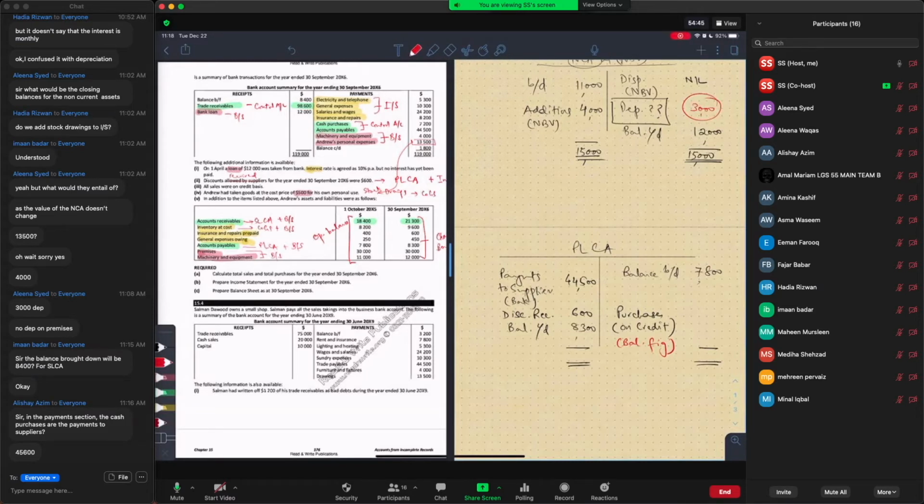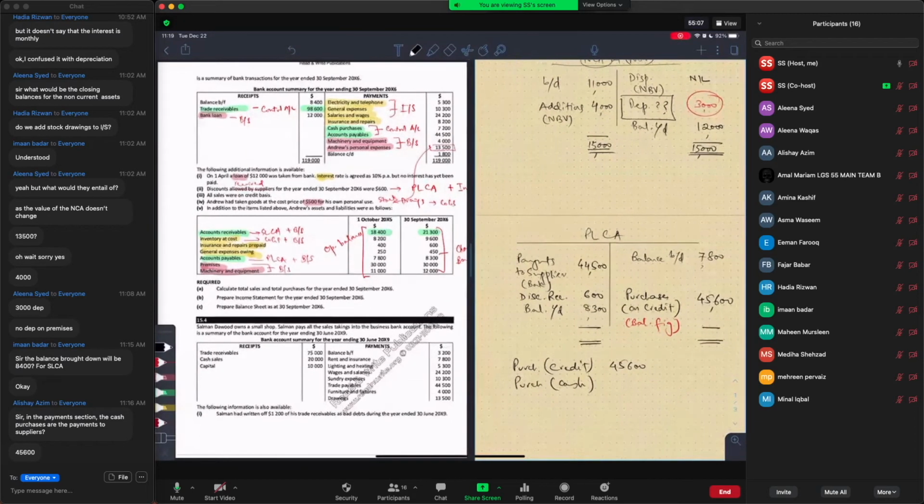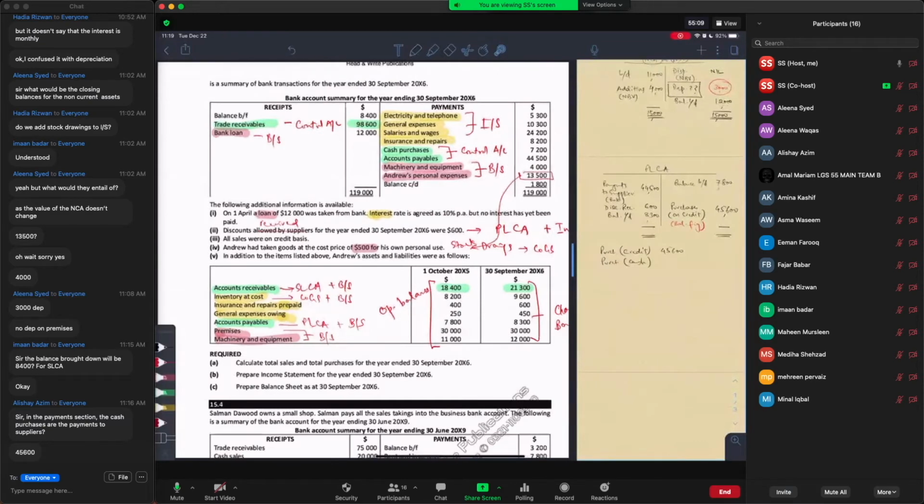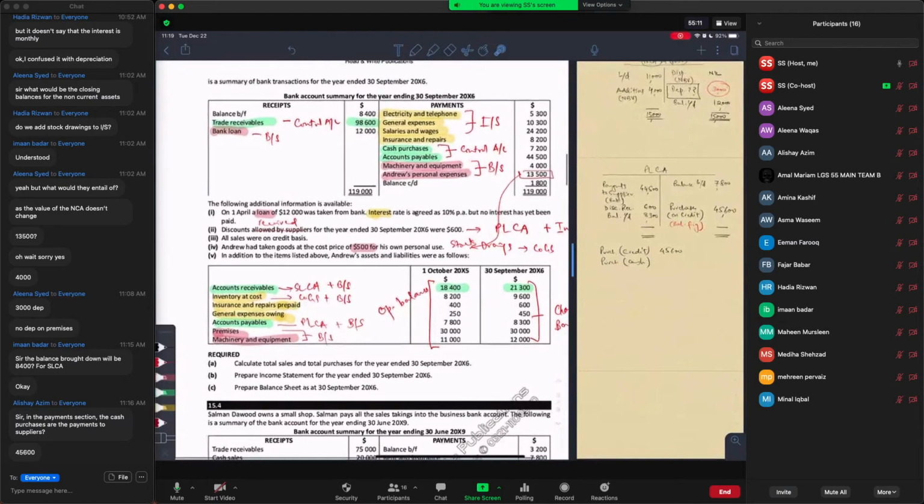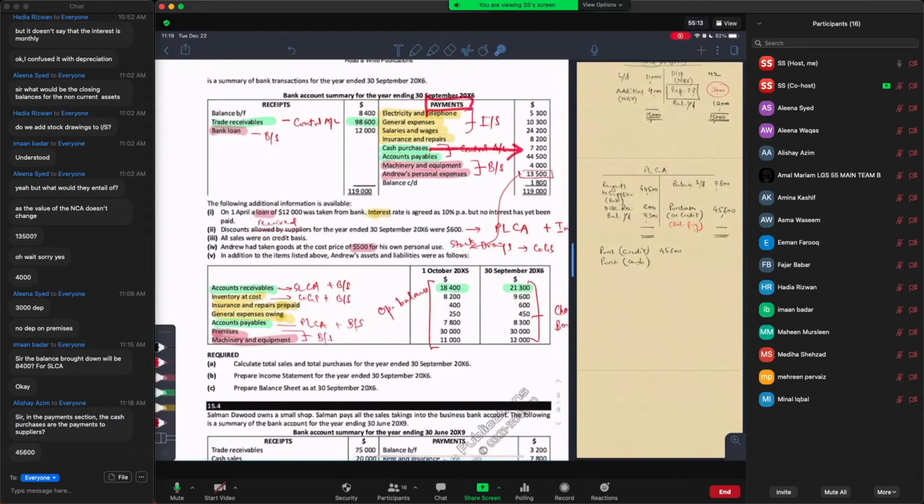Alicia, 45,600, thank you, right? 45,600 is the purchase on credit. Now we have credit purchases, which is 45,600, and the purchases value for cash is also given here in the bank account. That's your payments, right? Within payments you have cash purchases given as 7,200, right?